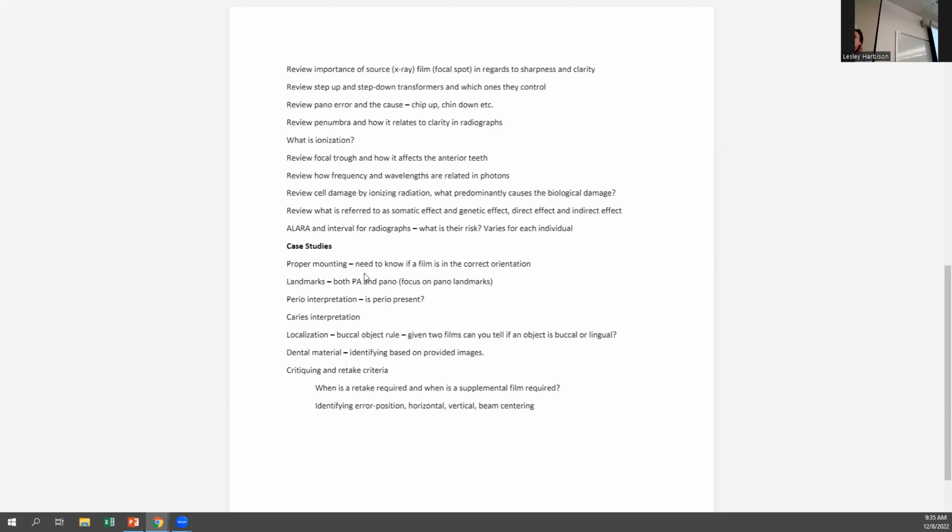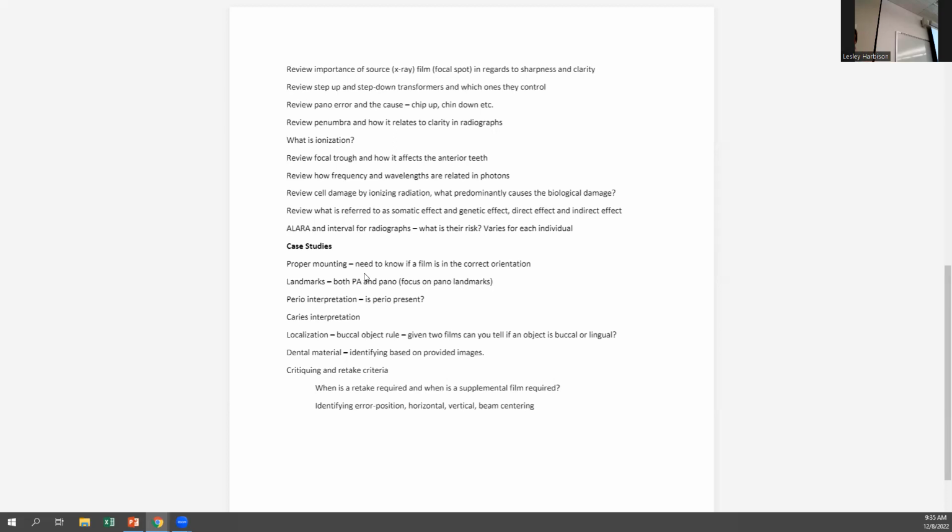And then localization, the buccal object rule: given two films, can you tell if an object is buccal or lingual? So just pay attention to those buccal landmarks. And if the buccal cusps have moved, compare that from one film to the other. That's a really easy one to remember, but if there are other landmarks in there, utilize those as well.